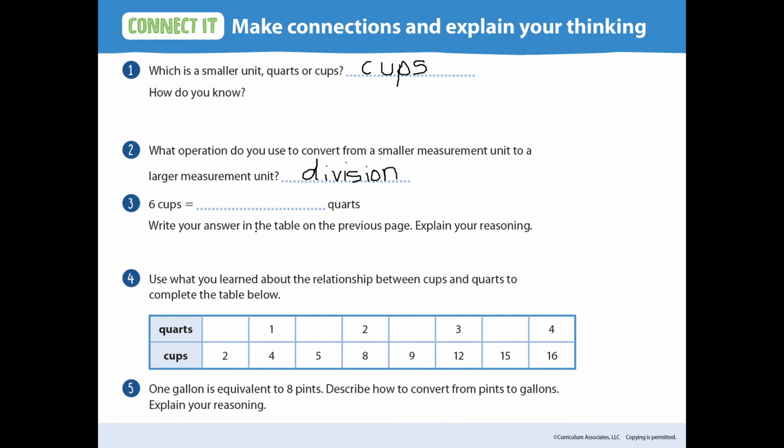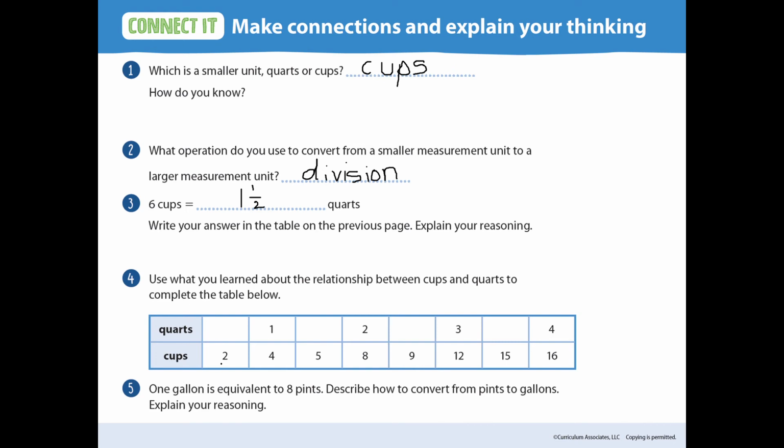Six cups equals how many quarts? We found out that 6 cups equals 1 1/2 quarts. Write your answer on the table on the previous page and explain your reasoning. What we did is we divided 6 by 4 to get the number of cups in 1 quart. Number 4, use what you learned about the relationship between cups and quarts to complete the table below.